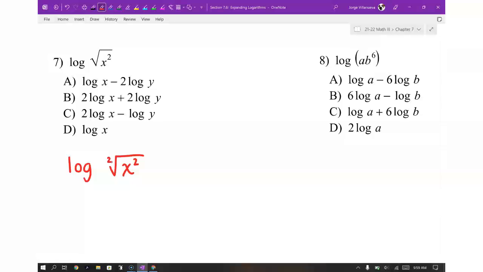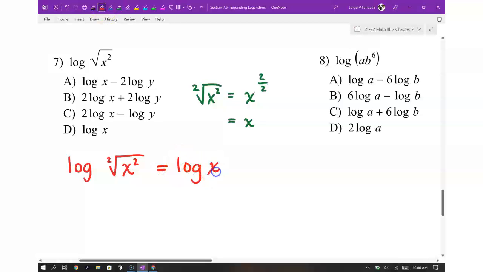Because if you think about it, there were no properties that had square roots in them, right? There were just 3 properties for logs: the power property, the multiplication one, and the division one. That's all we got, right? So let me rewrite this. According to the little definition I gave you guys, the square root of x squared should become x to the 2 over 2. But what's 2 divided by 2? It's 1, so that's just x. So this is log of x. And guess what? There's nothing else for me to do. I'm done.